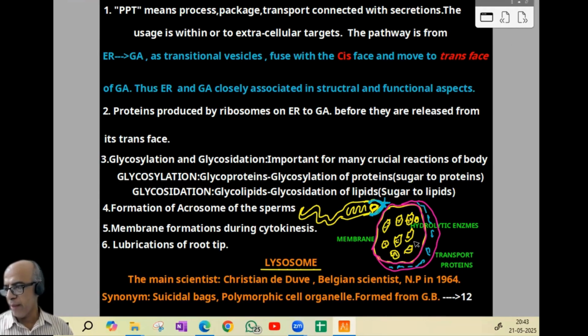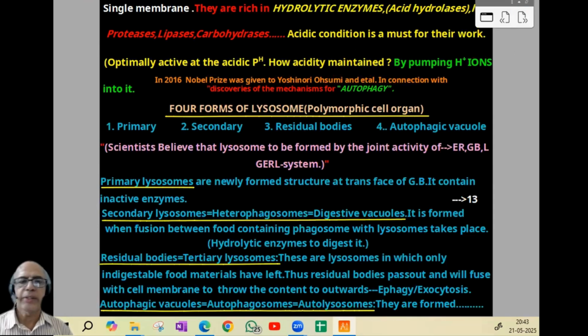This will be a rough diagram of lysosome. This is sperm head, acrosome, etc. Golgi body. Now we can proceed to next item. So generally, lysosome is single membrane. They are rich in hydrolytic enzyme, important acid hydrolysis like proteases, lipases, carbohydrases. And for this, acidic condition is a must for their work. Optimally active at the acidic pH.